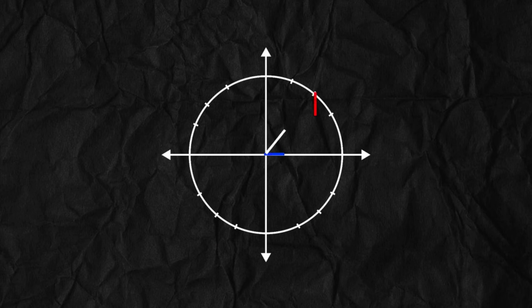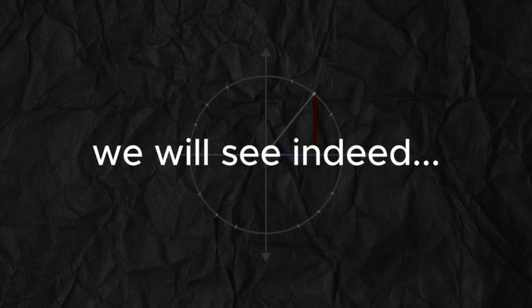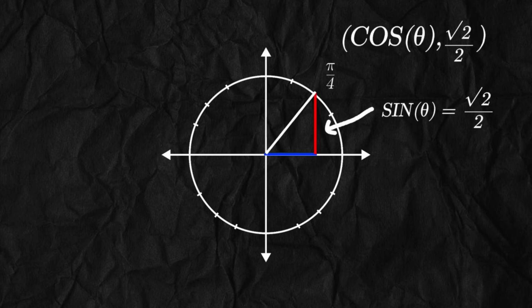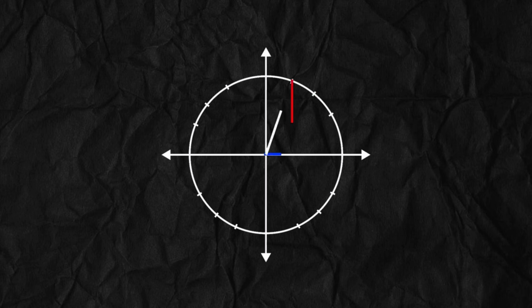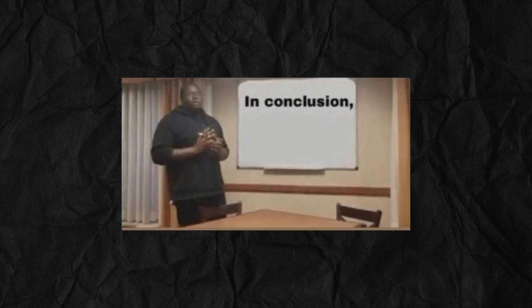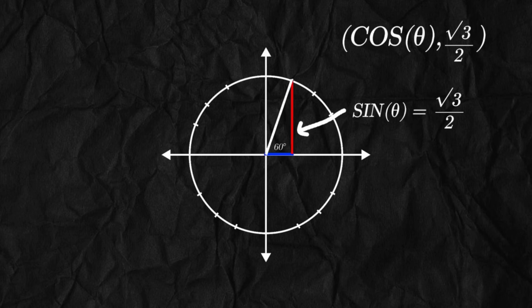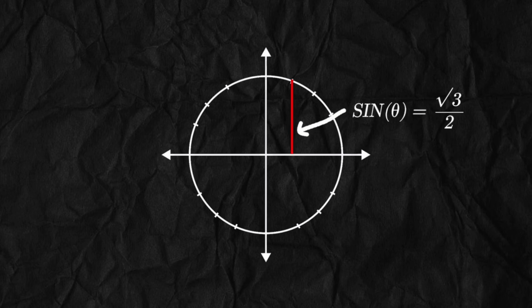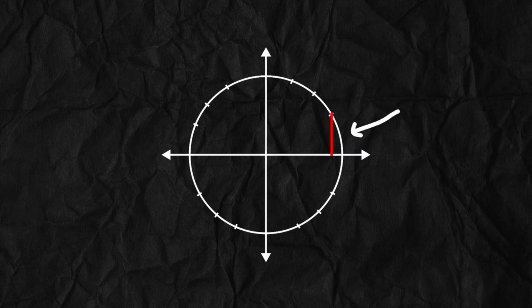If we instead draw a triangle with a 45-degree angle, or pi over 4 radians, we will see indeed that sin theta equals square root of 2 over 2. Doing the same with a triangle with the angle 60 degrees, or pi over 3 radians, will give us the conclusion that sin theta equals square root of 3 over 2. Long line, big number, medium line, medium number, short line, small number, and the same pattern applies to cos theta.